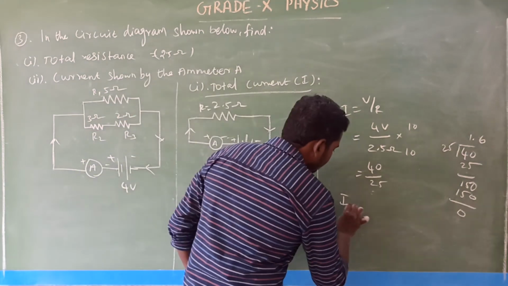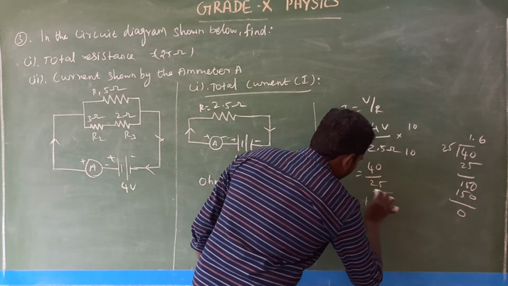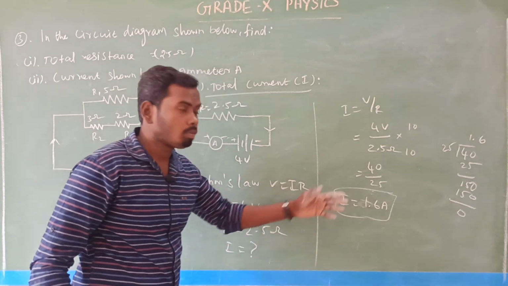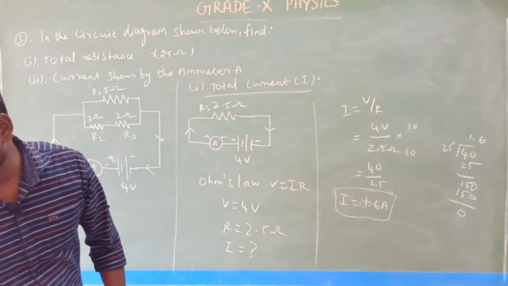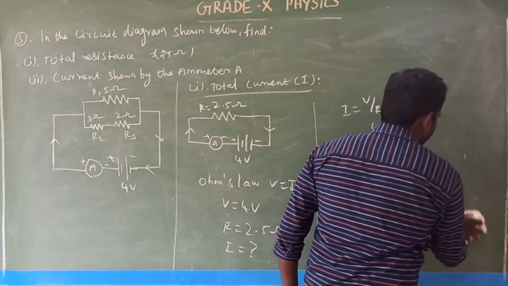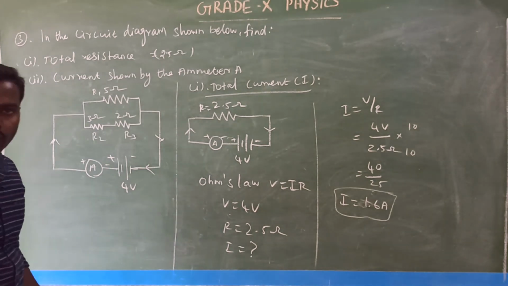Total current I is equal to 1.6 ampere, because voltage divided by ohm is equal to ampere, isn't it? Yes, that's a very easy one. Okay, 1.6 ampere. Very easy.